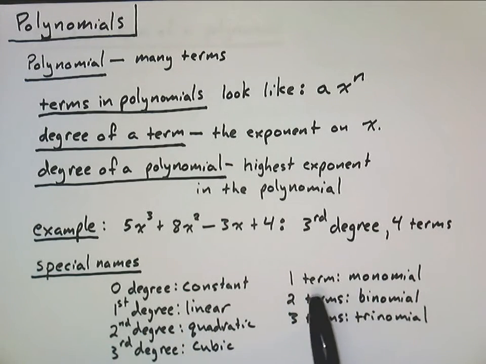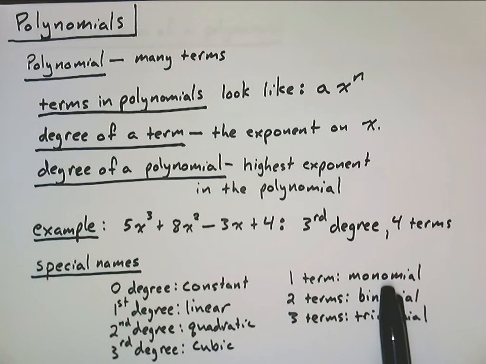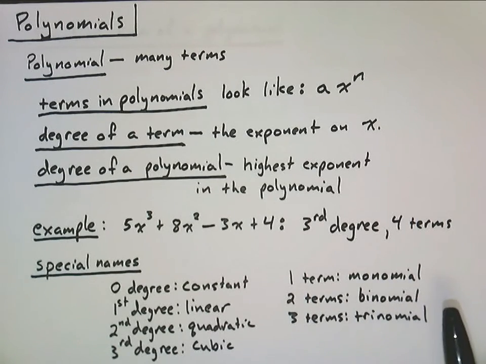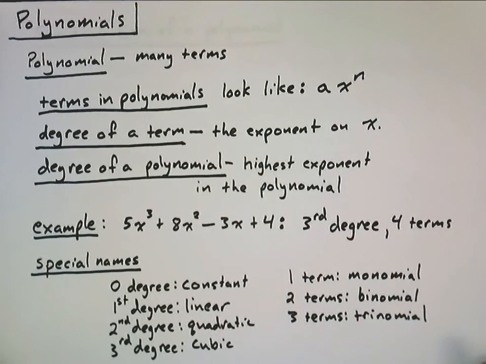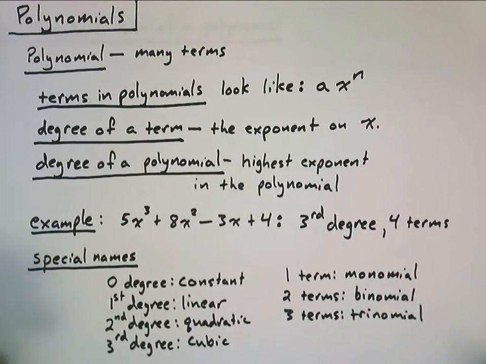For the number of terms, if we have one term in the polynomial, it's called a monomial, not a uninomial or whatever that might be, but monomial, because mono means one. 2 terms, we call it a binomial. 3 terms, we call it a trinomial. We don't really name it anything beyond that. We just say, oh, it has 4 terms, 5 terms, 6 terms, and so on and so forth. But monomial, binomial, trinomial, you're going to hear those words a lot, so I want you to be familiar with them.